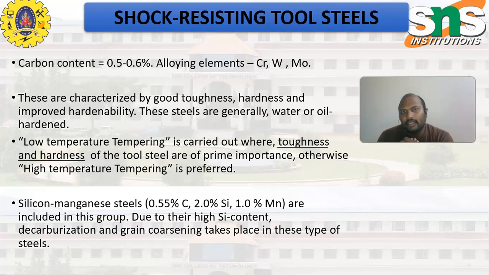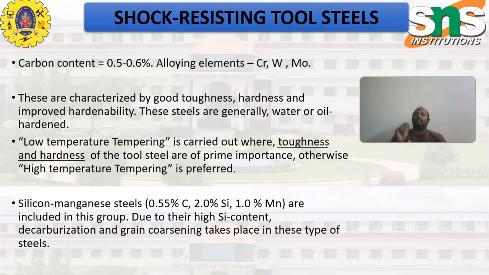These shock resistant tool steels are generally water or oil hardened, and low temperature tempering is carried out in this particular type of tool steel, where, as I already said, toughness and hardness are of prime importance. Other than that, you can see silicon manganese steels are included in this group, as its name implies, silicon and manganese.